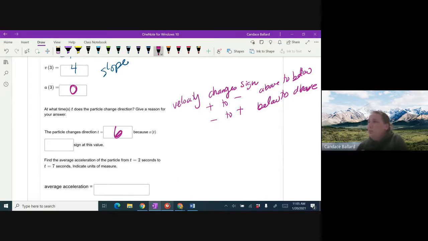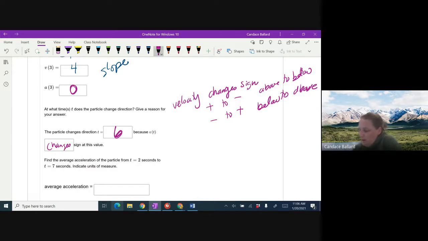Now, you had to get the right answer typed in there. I'm not sure exactly how I'm going to have you do this on the test yet. You might have to type out the whole sentence, so it might not be bad to have your sentence frames here handy that I've done in the review. So I don't know exactly what I'm going to do with this quite yet, but we will see tomorrow. So the particle at t of 6 changes directions because velocity changes sign at this value.